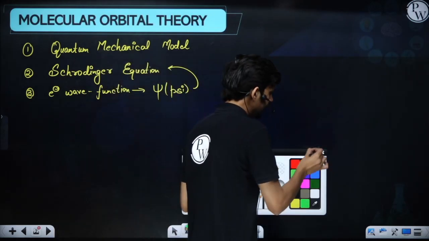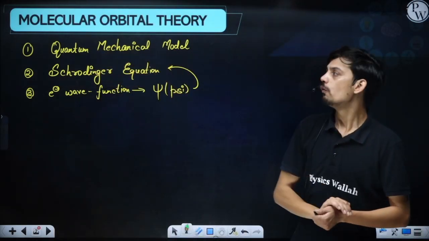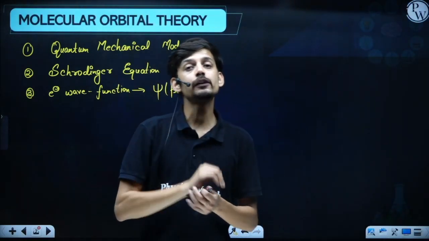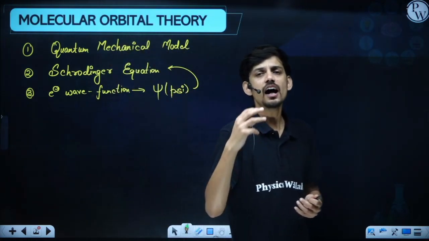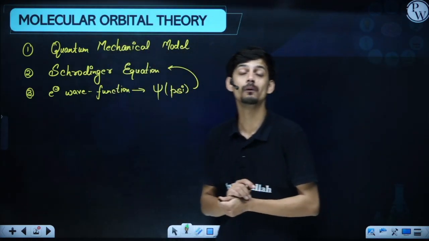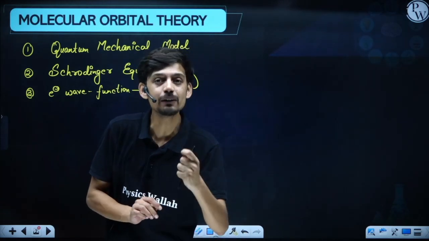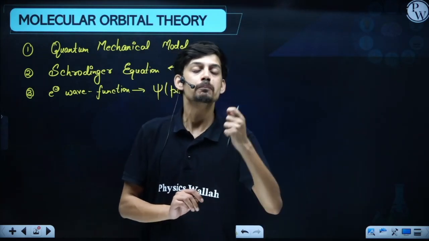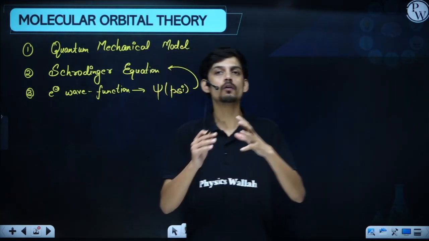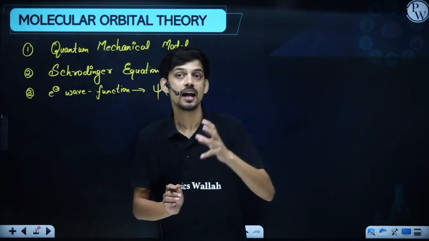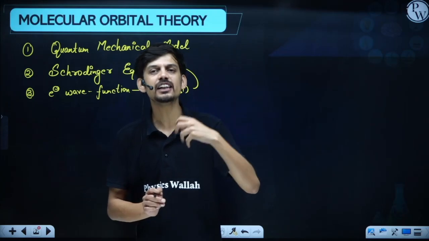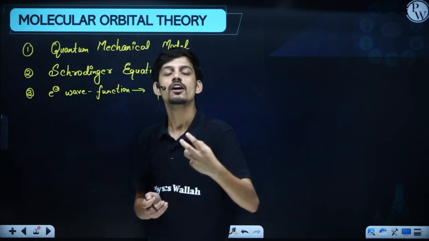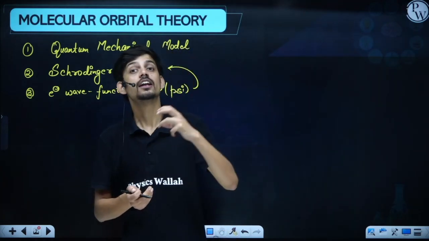So let's first understand the meaning of these topics. What is the meaning of quantum mechanical model? After the failure of the Bohr model, another principle came, that electron has uncertainty in its position. Heisenberg told that we cannot have the accurate position of an electron inside the atom. And because of that uncertainty, we always talk about the probability of finding the electron, the chances of finding the electron in a particular region inside the atom. And from there, we started the quantum mechanical model.